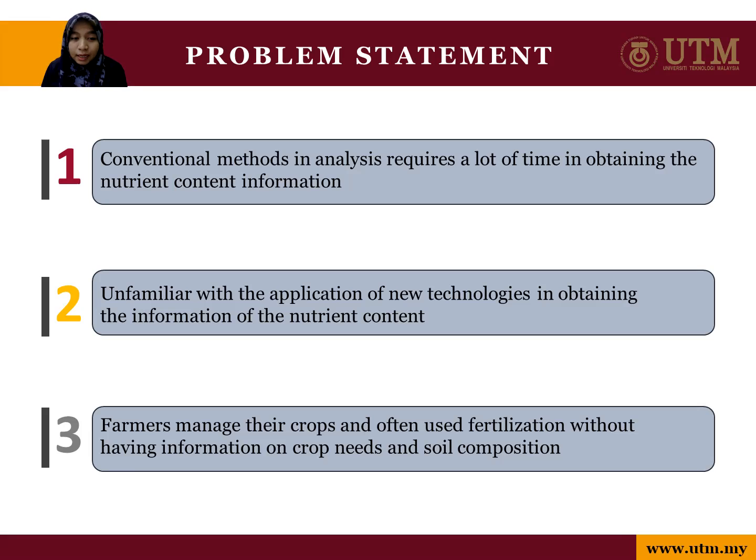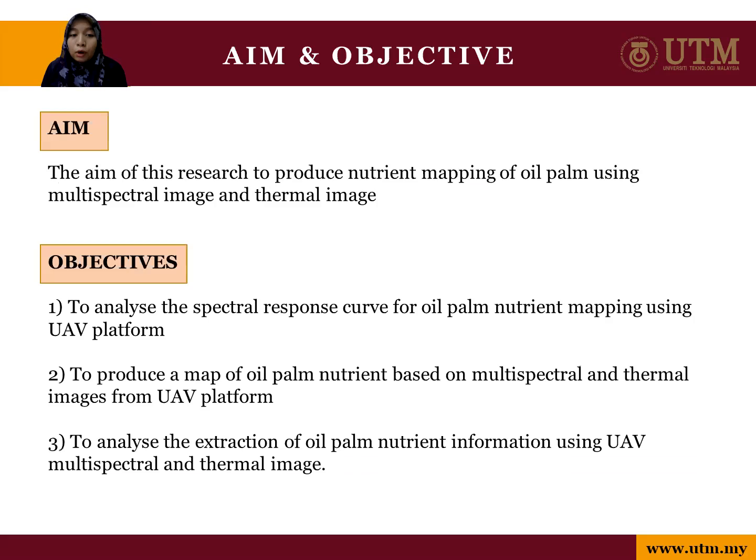And lastly, the farmers manage the crop and often use fertilization without having information on crop needs and soil composition. It is because lack of information, especially for nutrient content. Next is aim and objective.